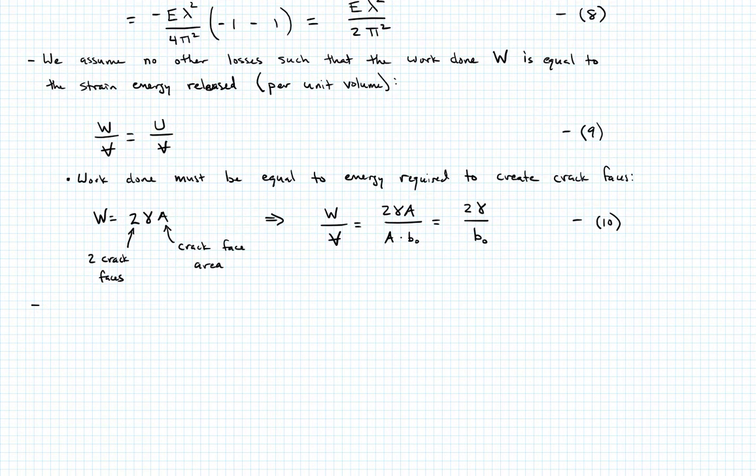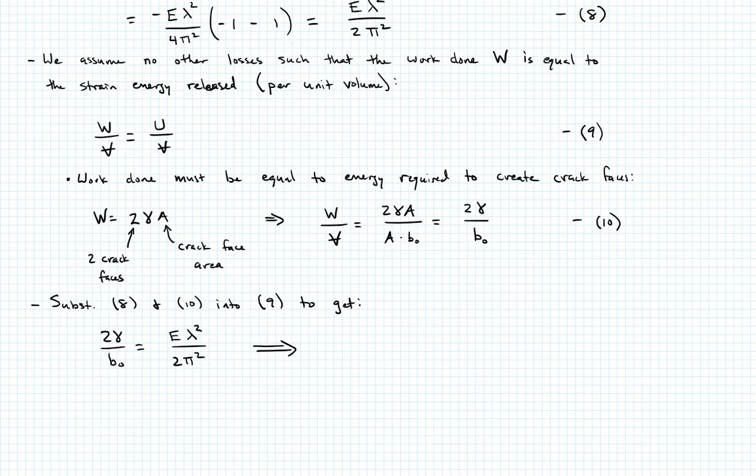I'm going to substitute 8 and 10 into 9 to get the following. 2 gamma over B naught, that's the left-hand side, is going to be equal to E lambda squared over 2 pi squared. Okay? And now I'm going to solve for lambda from this, right? That was the thing I needed to get to sigma max. So solving for lambda, this ends up being that lambda squared is going to be equal to 4 pi squared gamma over E B naught, which means that lambda is going to be equal to 2 pi times the square root of gamma over E B naught. Call that equation 11.